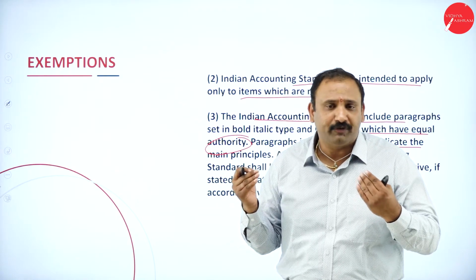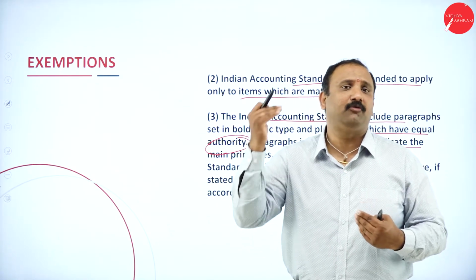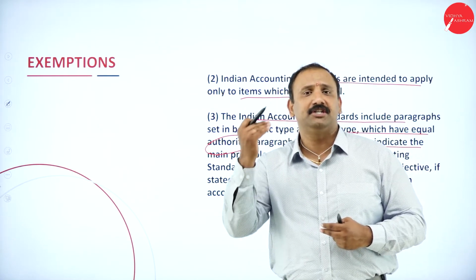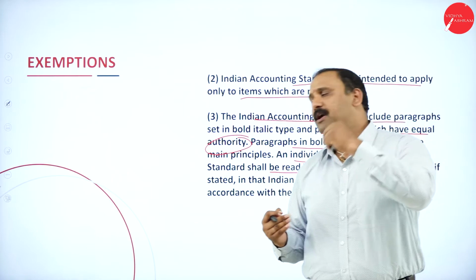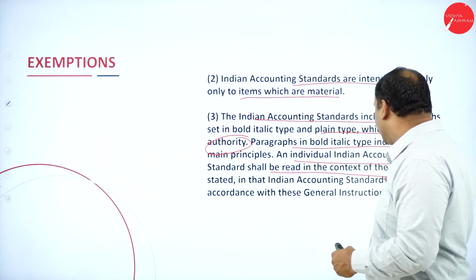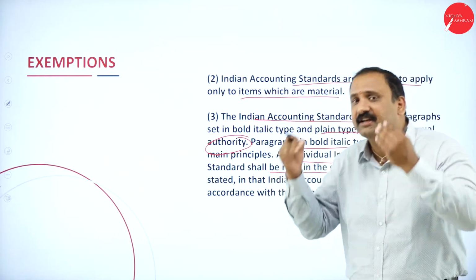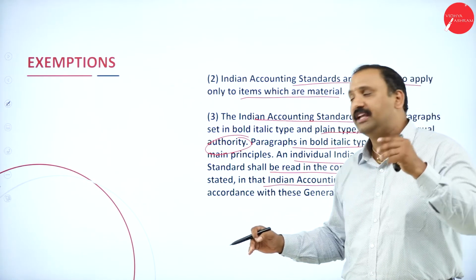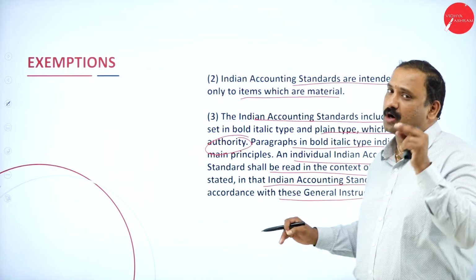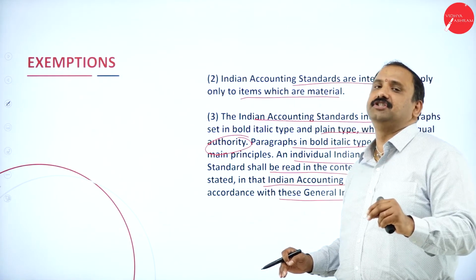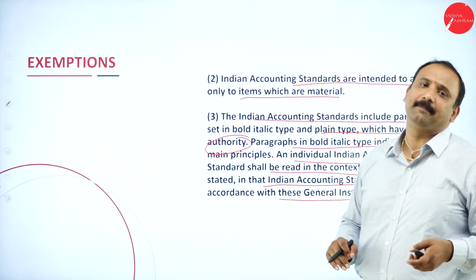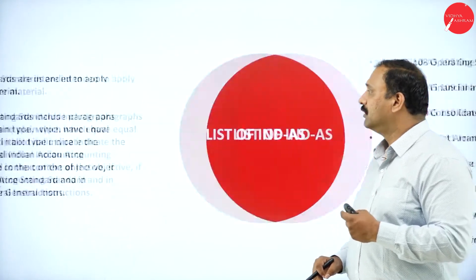But then you need to first understand the objective of why that law has been set, under what clauses, what conditions, what terminologies. So that is why we say here that it shall be read in the context of the objective stated in that accounting standard, in accordance with these general instructions. So according to the general instructions only, we will be writing down the law, and it would be interpreted altogether.